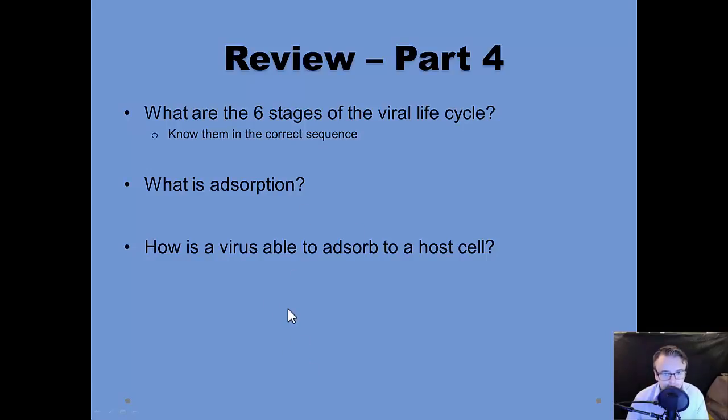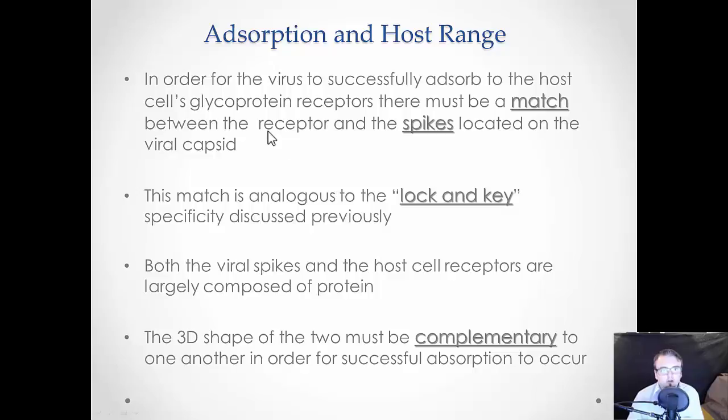Okay, so that's a real quick part about adsorption. And then we'll talk about the next section here, which is how this relates to the way a virus infects certain types of organisms. That'll be the last part, so this will hopefully be a short session today. So the last part is adsorption and host range.